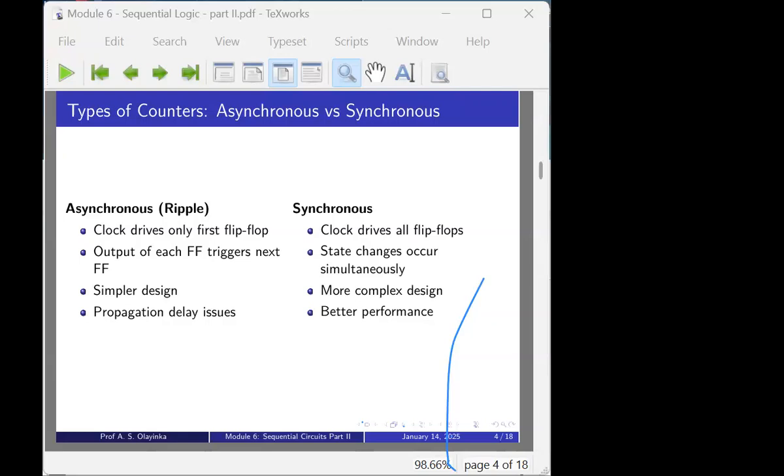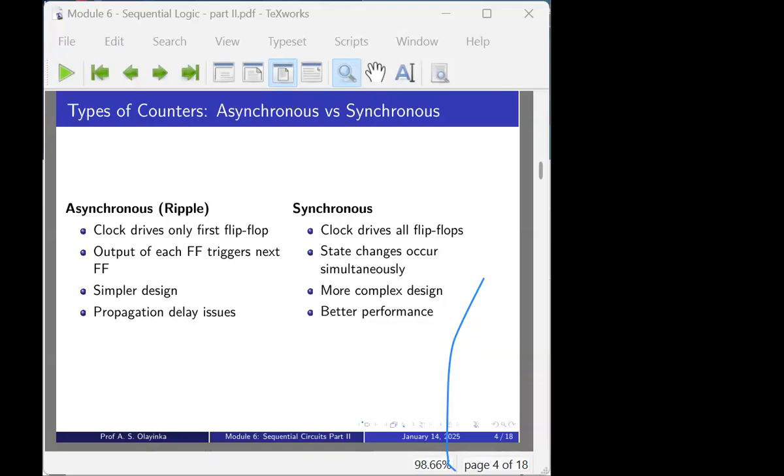However, we have types of counter based on their mode of operation, not based on what they are counting. Under that category, the one you have on the screen now, we have the asynchronous counter and the synchronous counter. Those are the two types. Now, the asynchronous counter is also referred to as a ripple counter.